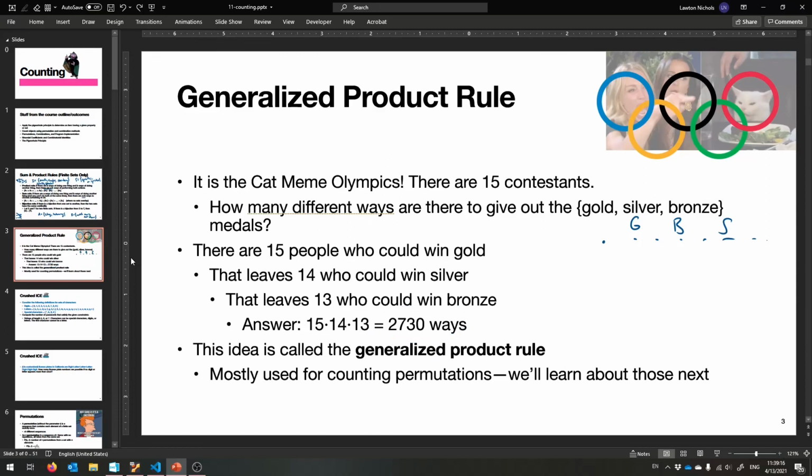So that is this process of 15 people can get the first thing, then there's only 14 left, one less. This is called the generalized product rule. Just keep that in mind, and we're not really going to be using this a whole lot. We're going to be really caring about permutations, which are defined using this rule. So that's the generalized product rule.